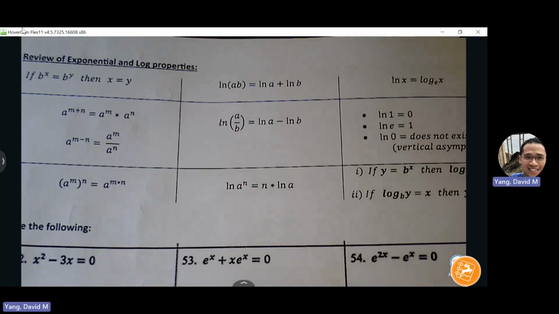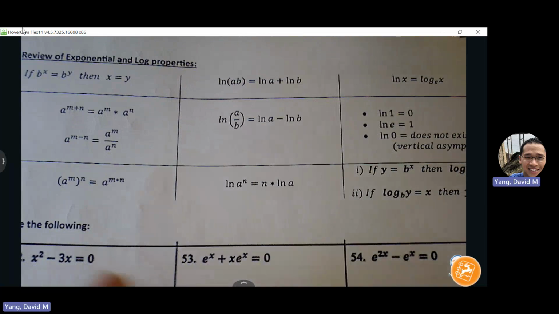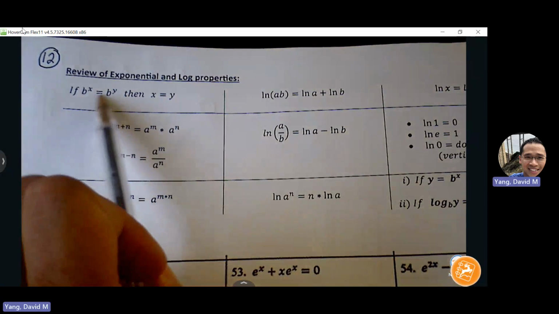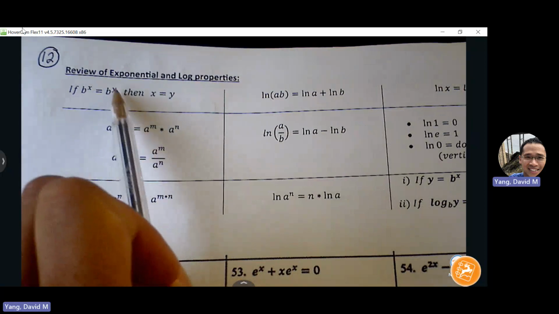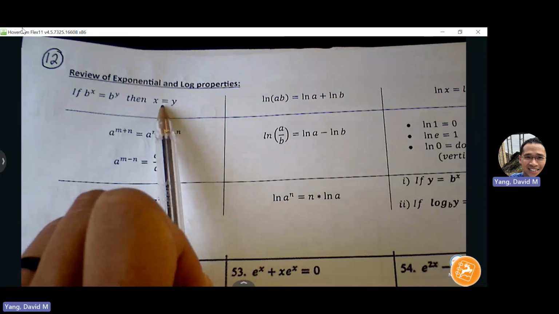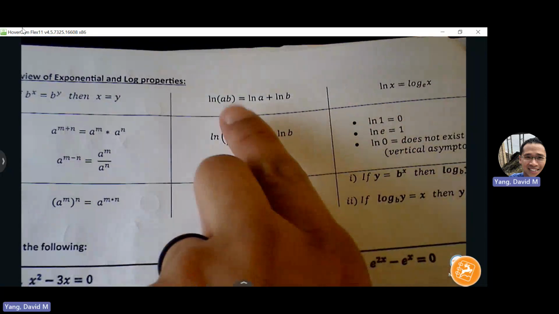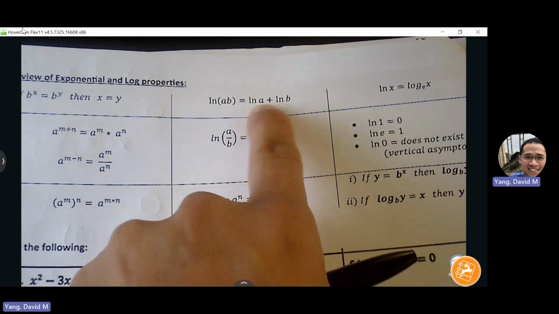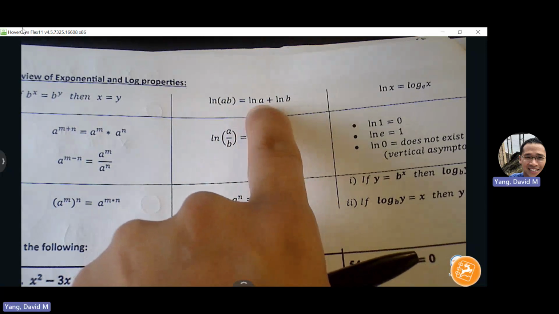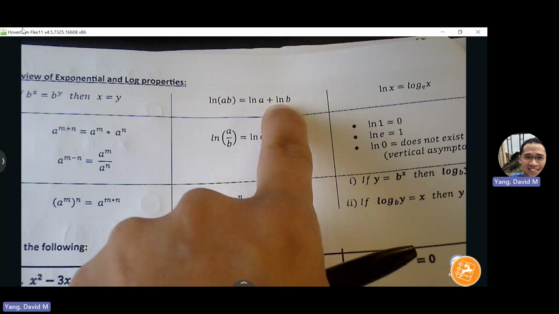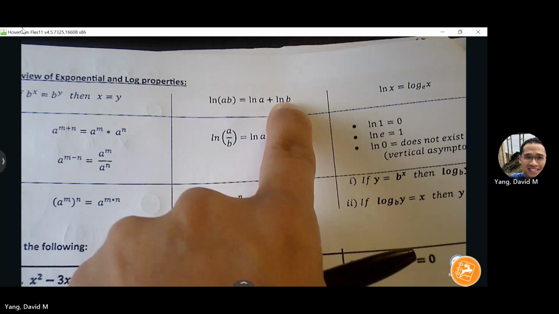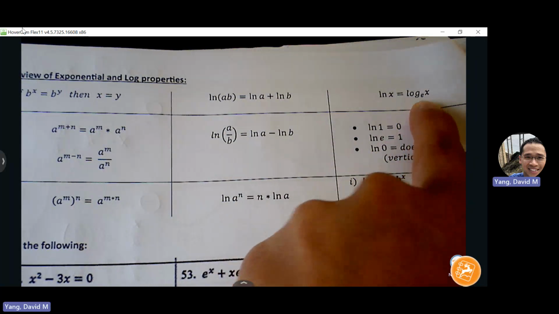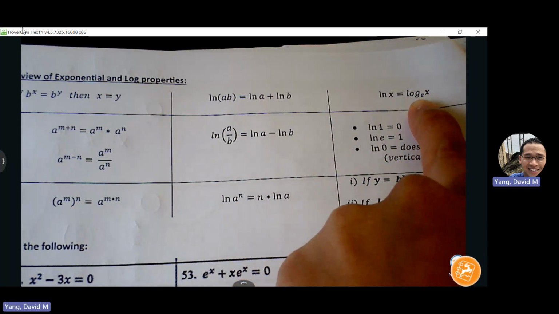A couple of nice properties up at the top to review here. If I can get the bases to match, then I can just drop the bases and set the exponents equal to each other. These are expansion properties for logs. If I have natural log of AB, I can expand into natural log of A plus natural log of B, splitting up into different smaller parts that are easier to work with. We know natural log of x is the same thing as log base e of x. Sometimes it's easier to rewrite it in a form where you can visually see what that base is coming from.